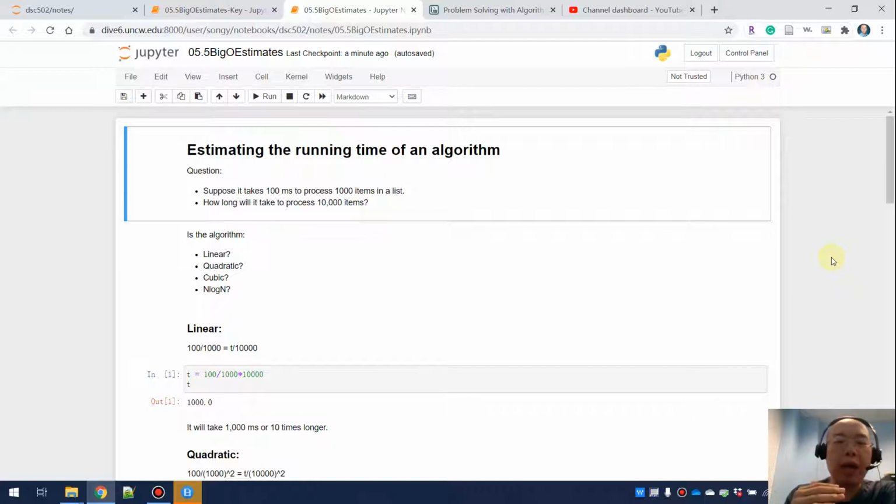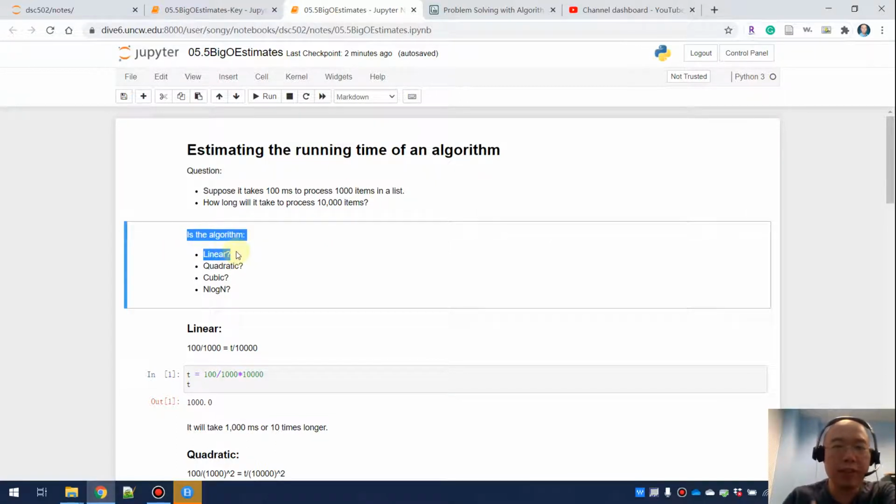How do we estimate the running time on a dataset based on a subset of the data already run on that algorithm? Okay, so if the algorithm is linear, it's kind of easy, because we double the dataset and then we double the running time. And then how about quadratic? How about cubic? How about n log n, which is log linear?